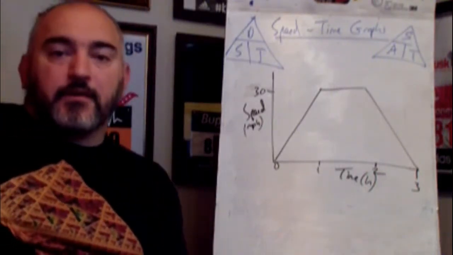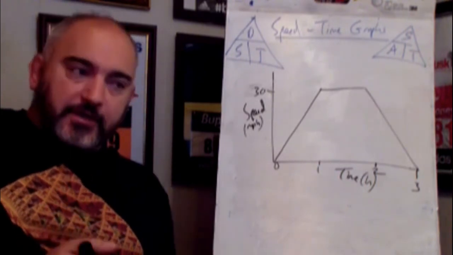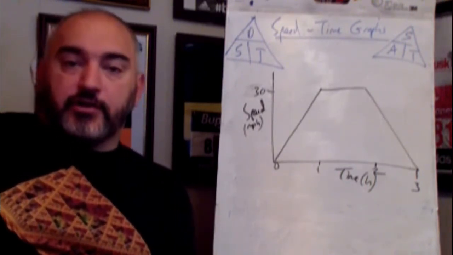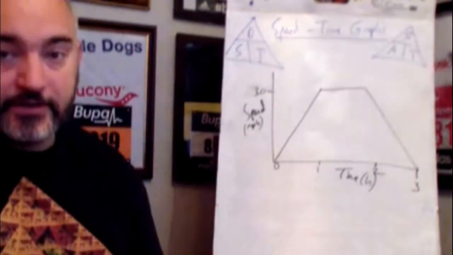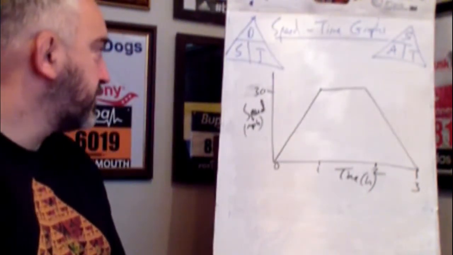Good morning. So today we're going to look at speed time graphs. The speed time graphs are slightly different to the distance time graphs you looked at last time. As you can see on the graph here, I've got straight lines to start off with. We're going to look at curves afterwards.